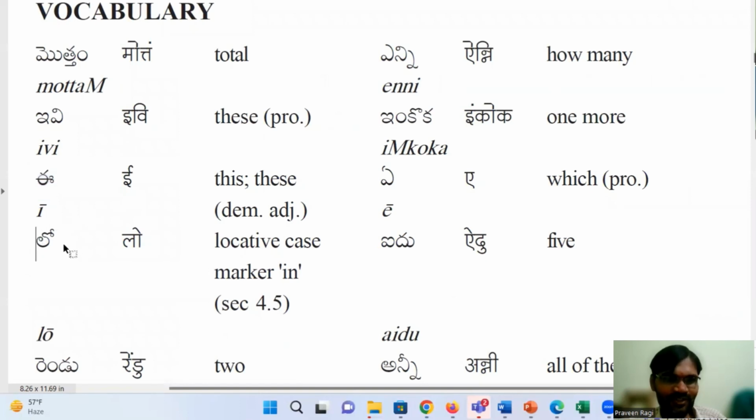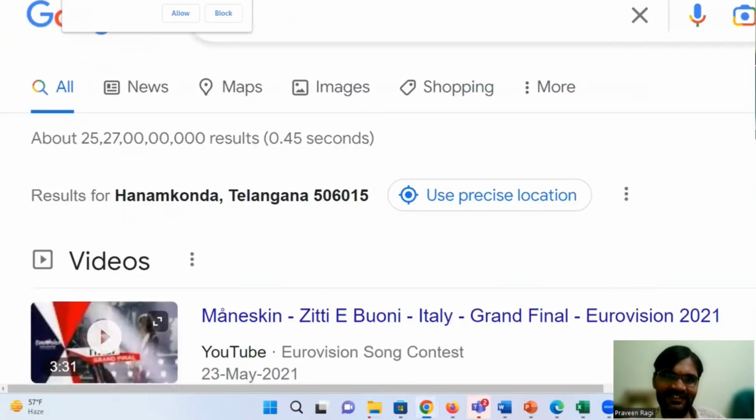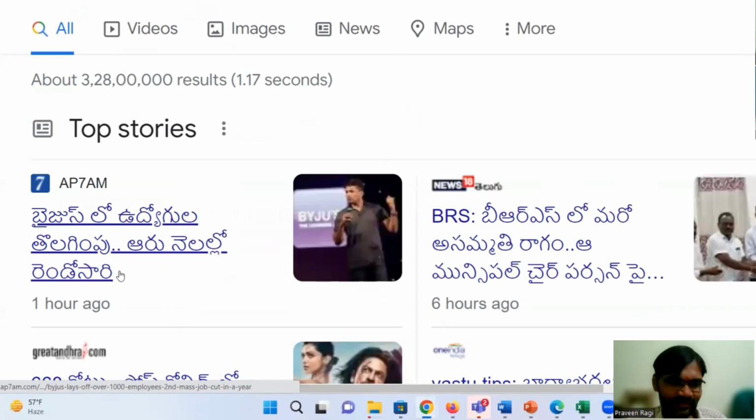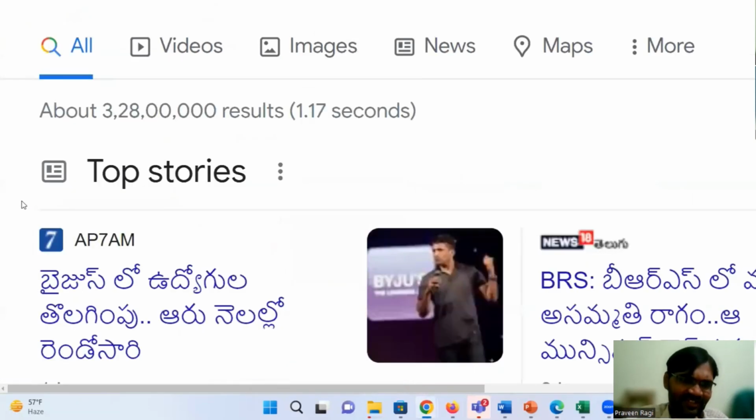Next we have lo. Lo means basically in. Let's get some random sentence from Google, then we'll read. Okay, there is a very simple sentence and only three words you can read. Baijus lo udyogalu tolagimpu. That's all. No need for the other phrase. This is a newspaper heading, so it's not like a normal sentence. Usually in newspaper headings we use simple present tense.